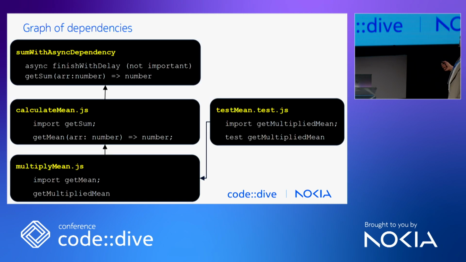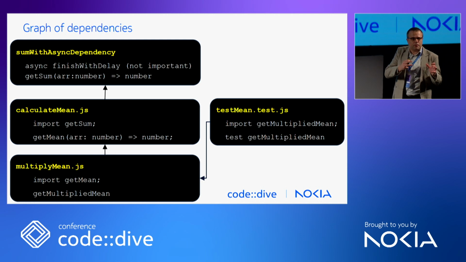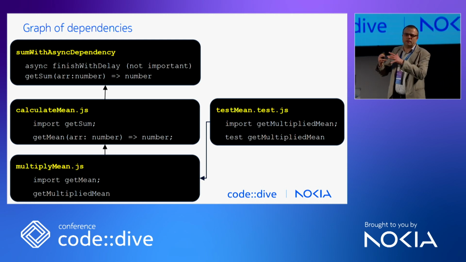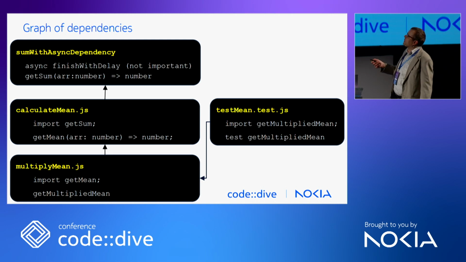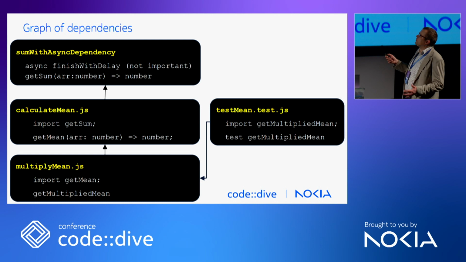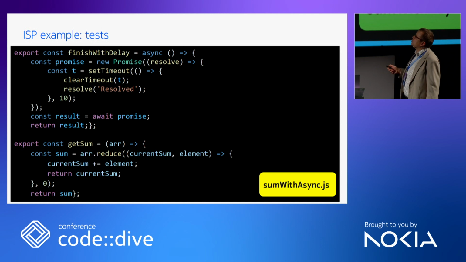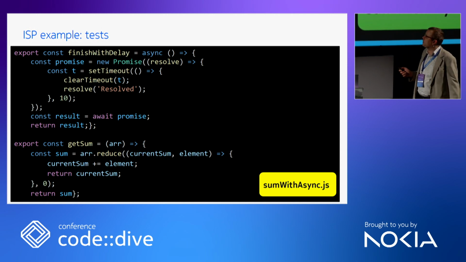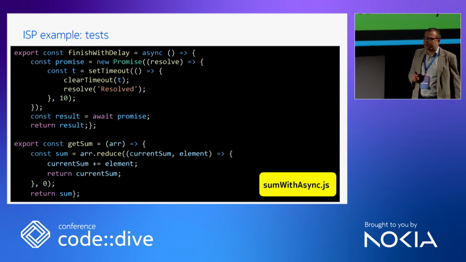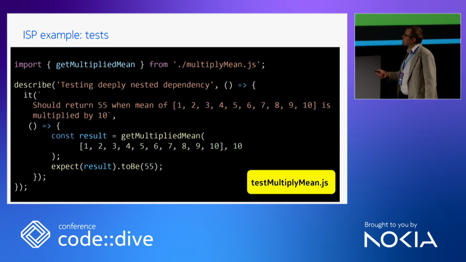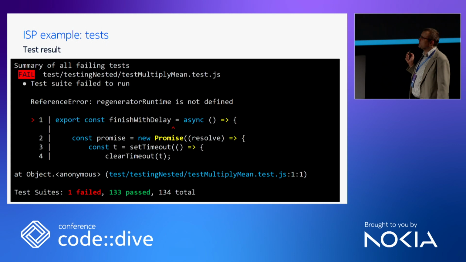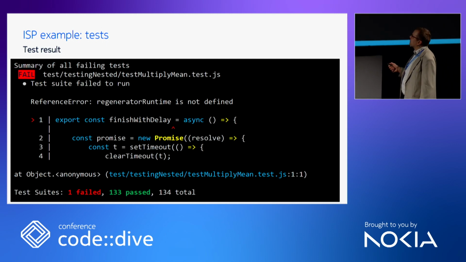We would like to test a function, and this function calculates a mean of some numbers and multiplies it by some factor. And it uses a function from a second module, getMean. And this getMean uses some getSum function from some other module. And the root of all these dependencies has an unneeded function. This is an asynchronous function, by the way. And it's not imported anywhere in our example. So it's not imported here, nor is it imported here. And there is a test. We expect it to return 55, and it fails because we have some regenerator runtime problem.